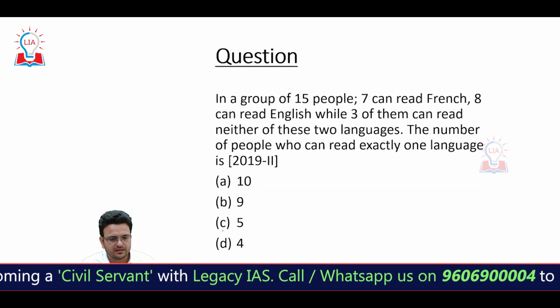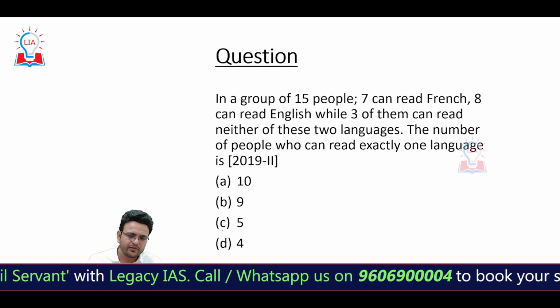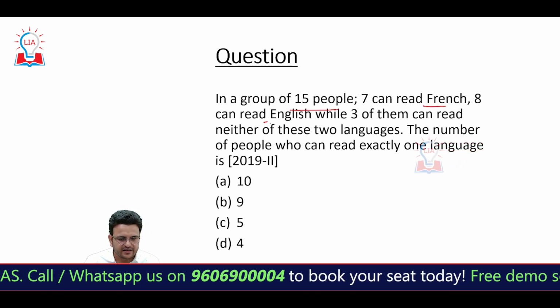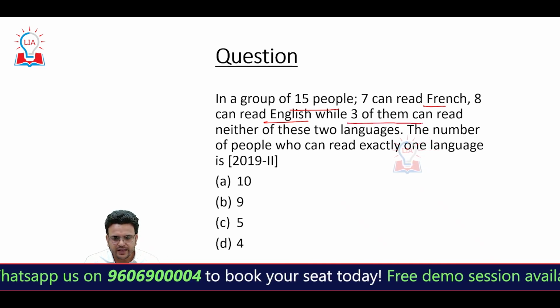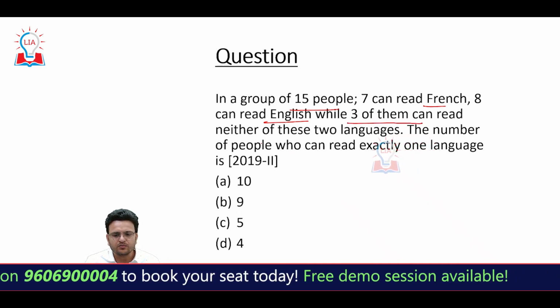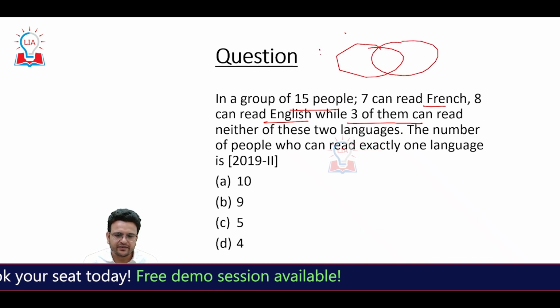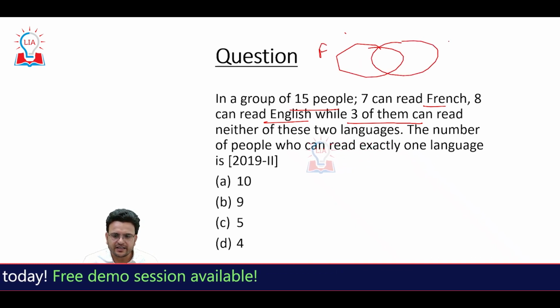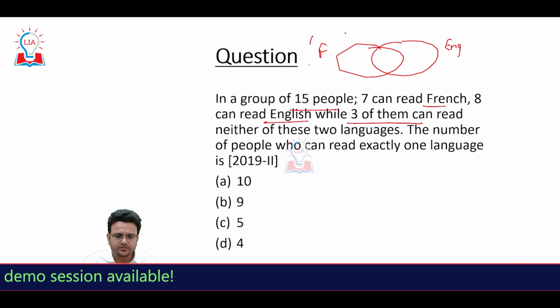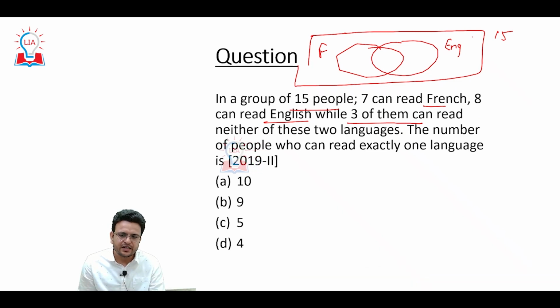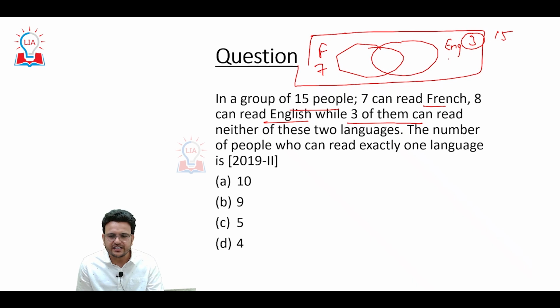See one more question. In a group of 15 people, 7 can read French, 8 can read English, and 3 of them can read neither of the two languages. So some of them read French, some read English, and some do not read any particular language. There are 15 people, 3 people are not reading any language. 7 can read French, 8 can read English.